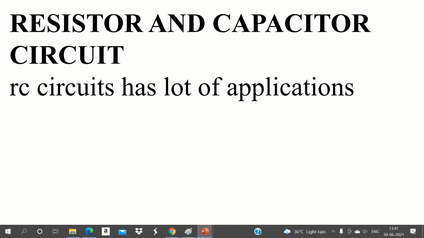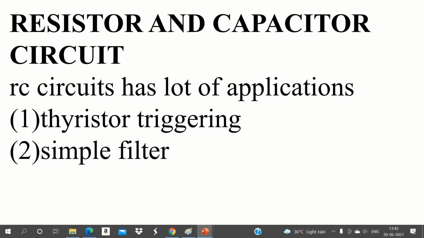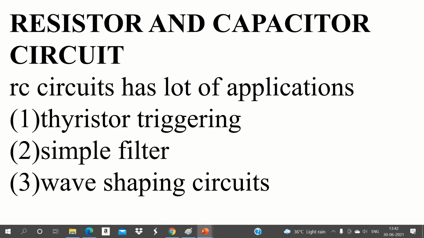So RC circuit has uses in thyristor triggering, where the thyristor requires a gate pulse with a delay. The delay is provided by the RC circuit. RC circuit also acts as a simple filter. The filters are high pass and low pass. This type of filters can be designed using R and C elements.